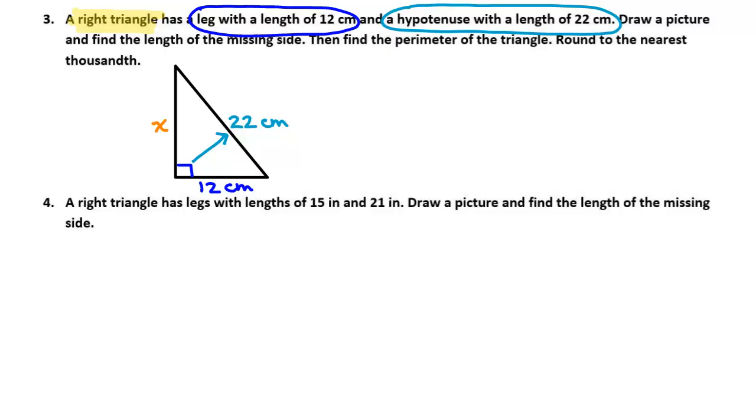What can I use to find the missing side? What'd you say? I can't use SOHCAHTOA on this one because I don't have, I could use SOHCAHTOA to find an angle, and then I could maybe use that angle to find the other side. I mean, you could do it with SOHCAHTOA. It's going to take you several steps.